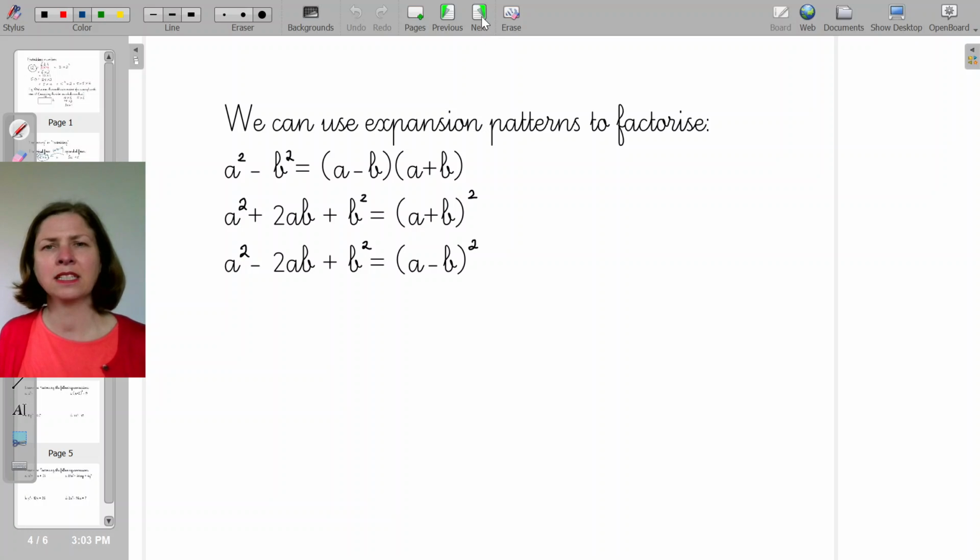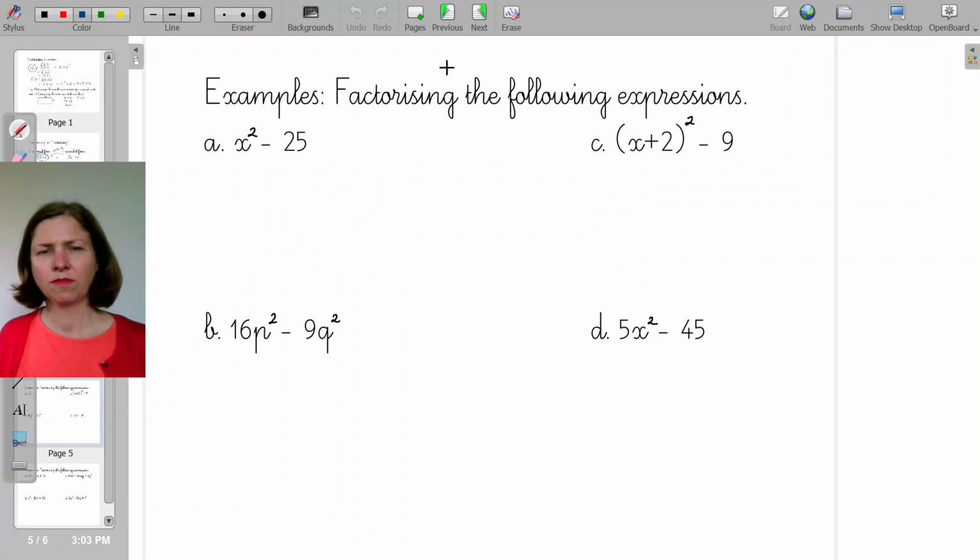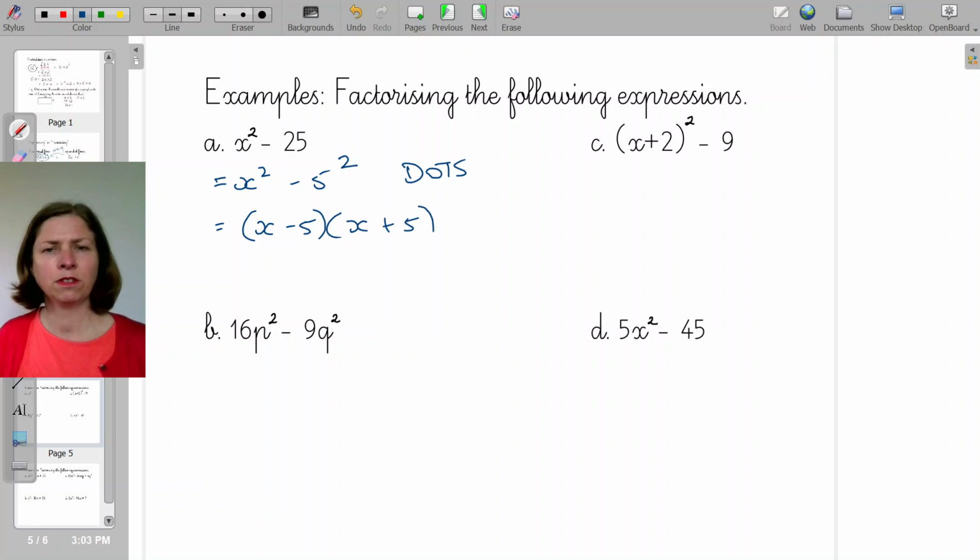So now it's practice time. So we're factorising these expressions. If you want to have a go yourself, have a go. Otherwise, if you want to watch me, that's fine. So what I'm looking for is the fact that here I've got x squared and I'm subtracting 5 squared. So this is clearly a difference of two squares. And then I can put it in brackets, x minus 5 and x plus 5.